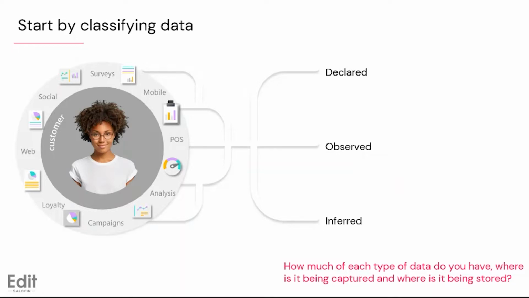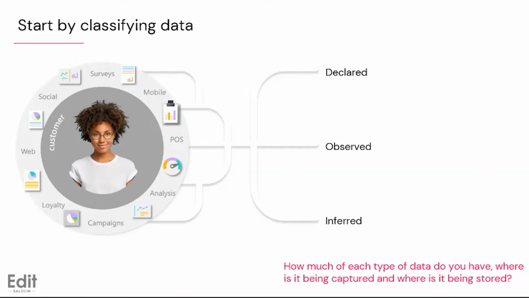Customers are creating huge amounts of data through every touch point interaction, use of mobile apps, filling in surveys, browsing the web, interacting with our marketing campaigns, buying things from us. All of that we can classify into broadly three types of data. Firstly, we have declared data. That is data that is directly given to us by the data subject themselves, your traditional first-party data.